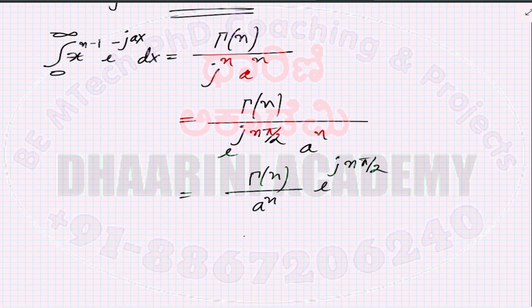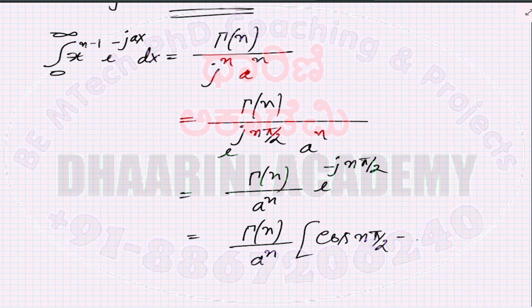So this is equal to gamma n by a to the n. Expand e to the power j theta. E to the power j theta is nothing but, sorry, this was n, this is minus j. So I have cos n pi by 2 minus j times sine n pi by 2.